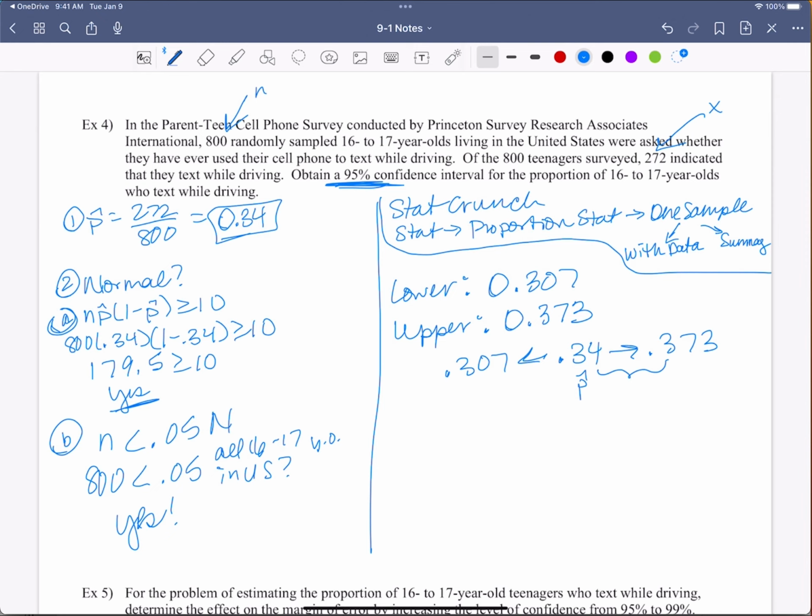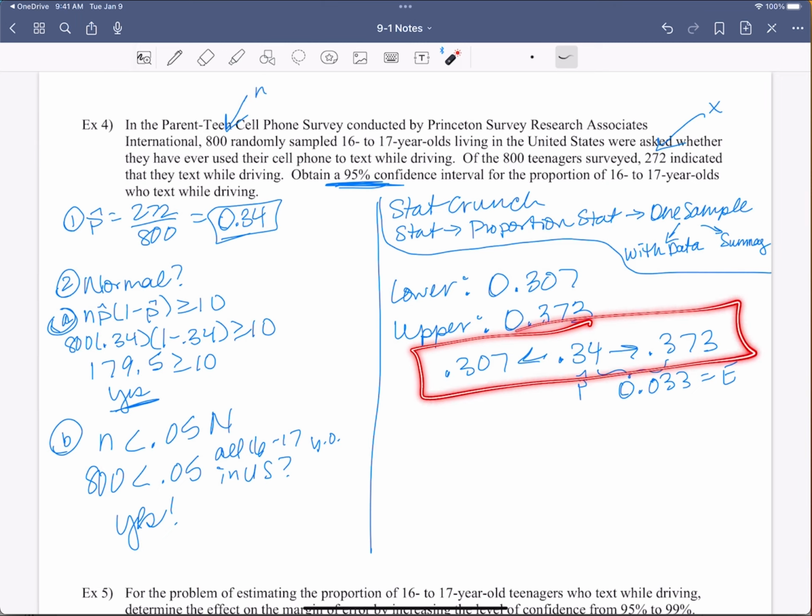You could totally just subtract that. And what do you actually get? 0.033. And that is my margin of error. I'm going to add to get to the big one. I'm going to subtract to get to the lower bound, the small one. But this is what I really want you to grab a hold of. From 0.307 to 0.373, we are 95% confident that the proportion of 16 to 17-year-olds who text while driving is between those 2 values.